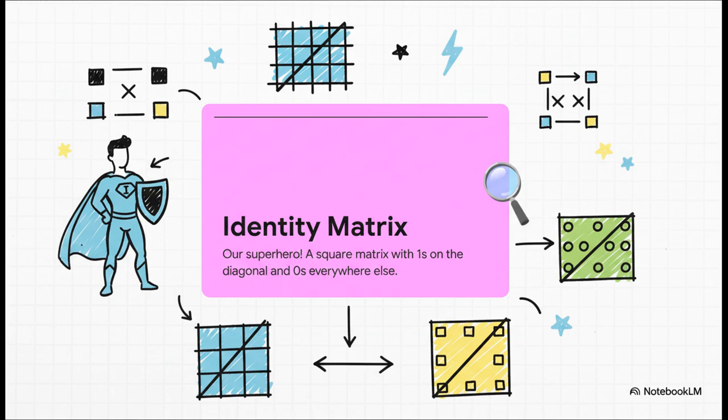It's our superhero, the identity matrix. It's a special kind of square matrix where the main diagonal from the top left to the bottom right is filled with ones, and every other element is a 0. You're going to see this one a lot, so please remember our superhero.